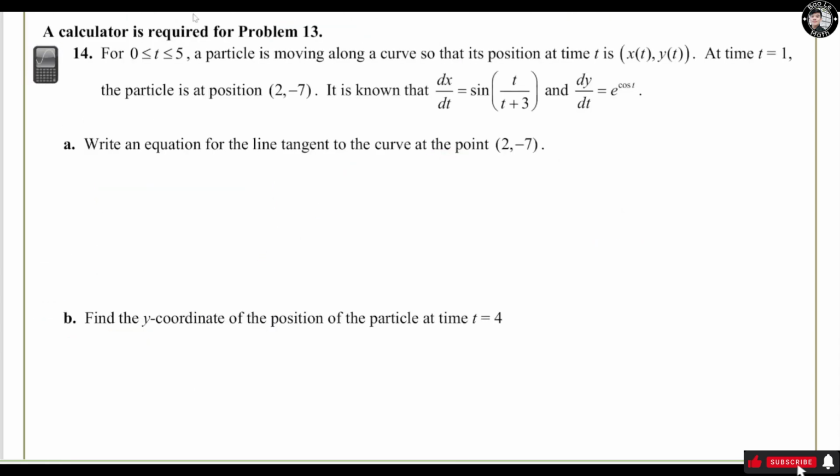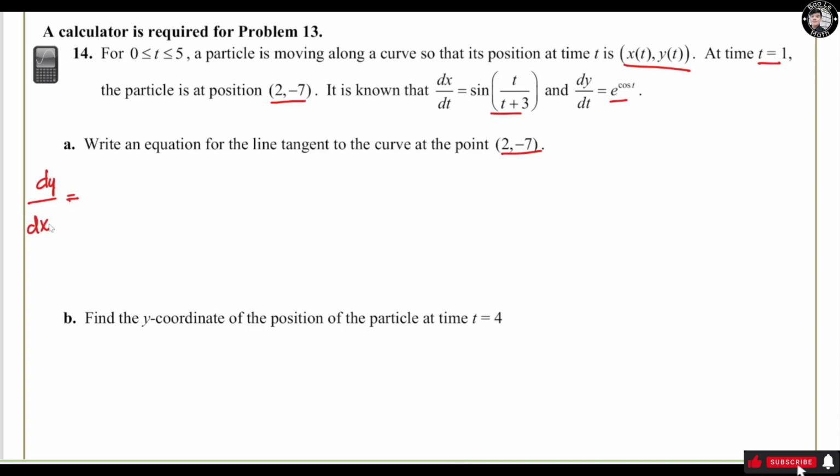Now question 14. For t from 0 to 5, a particle is moving along a curve so that its position at time t is this. At time t equals 1, the particle is at position (2, -7). It's known that dx over dt is this and dy over dt is this. Write an equation for the line tangent to the curve at the point (2, -7). Alright, so you need to find the slope first, right? So we have dy over dx, right?